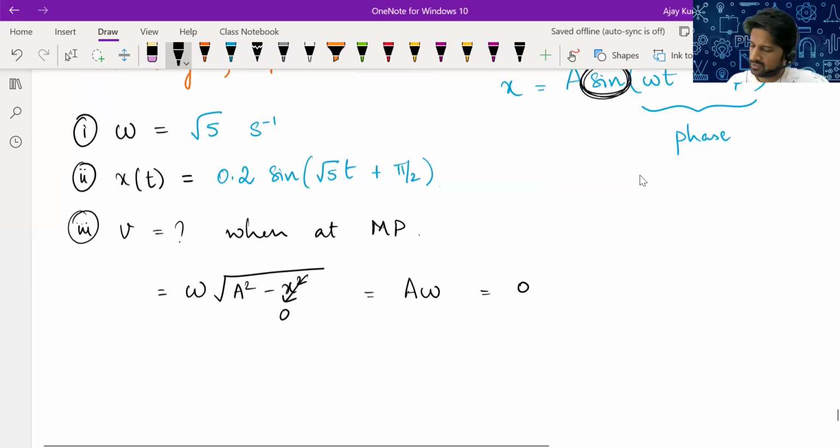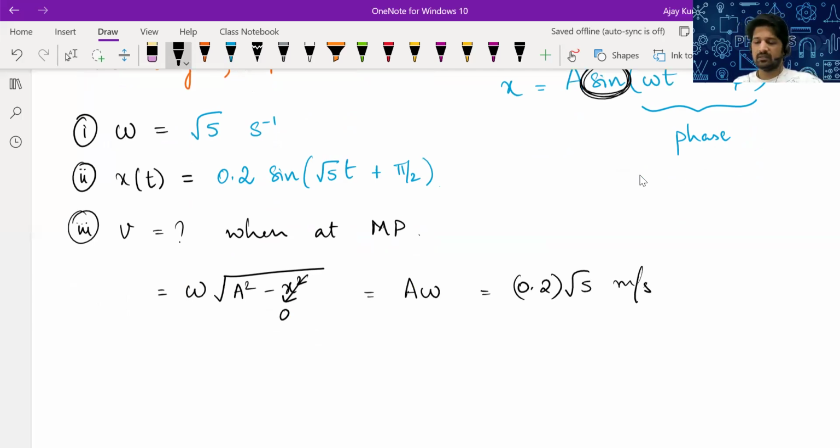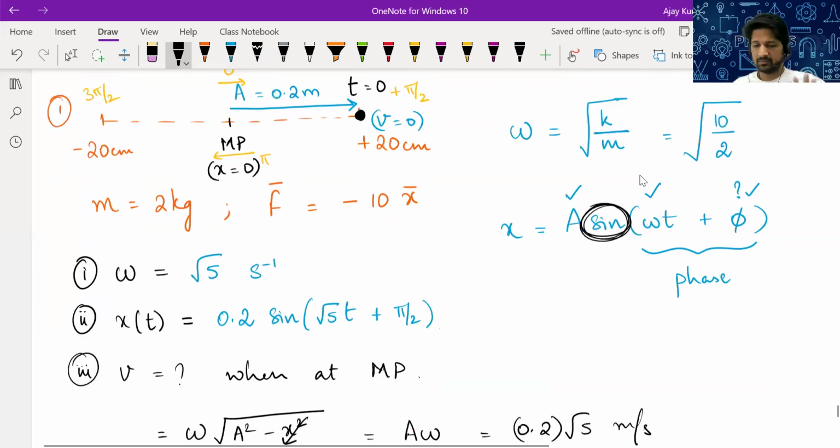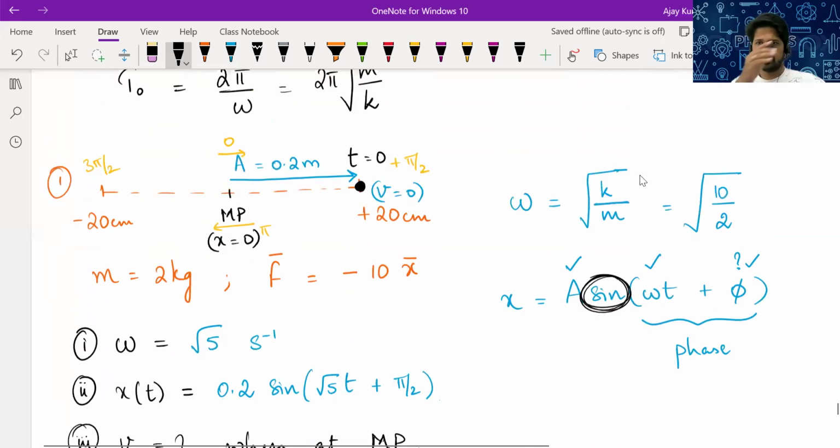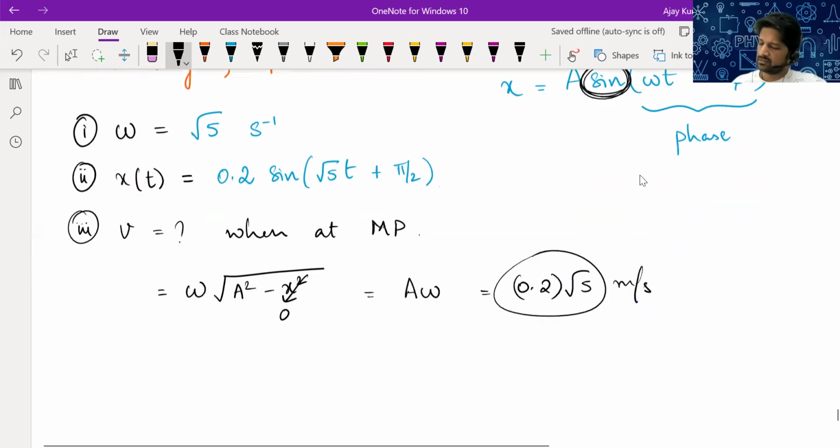Fine. Amplitude here is 0.2 meters. Omega is root 5. So this becomes 0.2 root 5 meters per second. And we had discussed this at the beginning of this chapter, that when a particle oscillates back and forth in simple harmonic motion, it will be moving the fastest when it is at the mean position. Okay, so you can also say this is the maximum speed of the particle during oscillation.